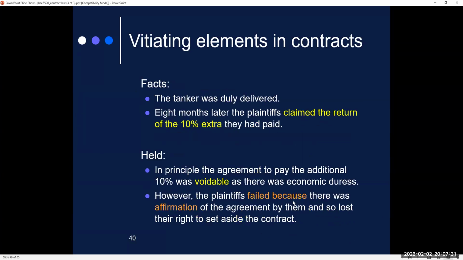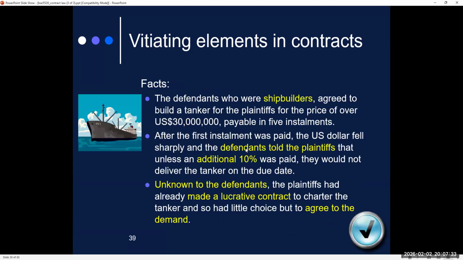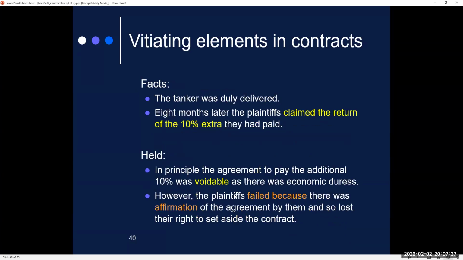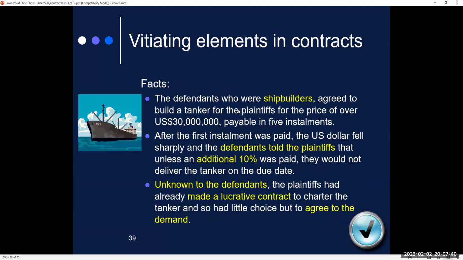So like this case, I'll let you have 1 minute to try to read the facts and decision held. I will explain the case to you. Okay, 1 minute.